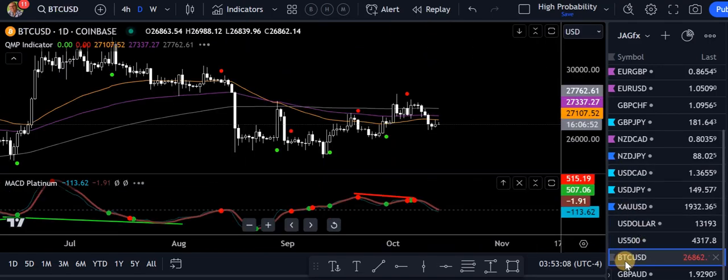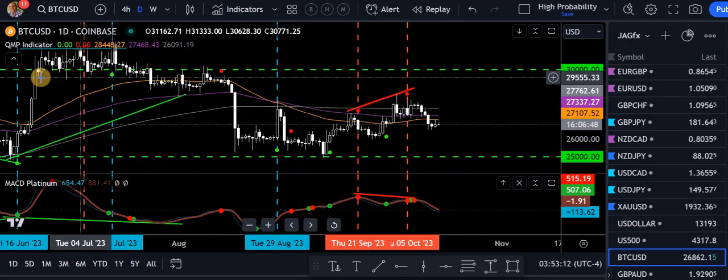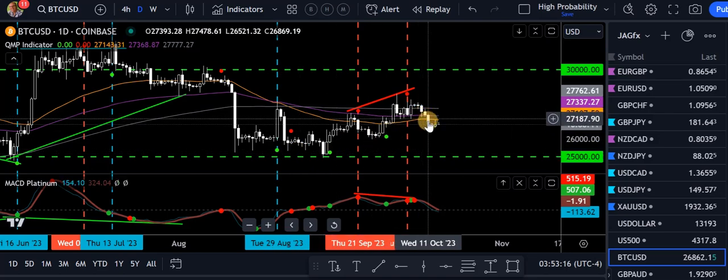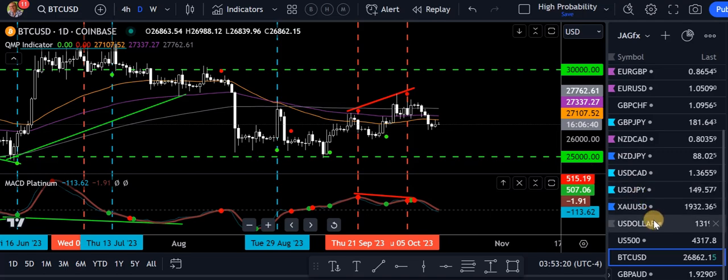Bitcoin, BTC USD going nowhere. Still stuck in this 25 to 30 range. Has popped up over the 30, come back down to 25. Midpoint, last signal was a sell. Yeah, going nowhere fast.